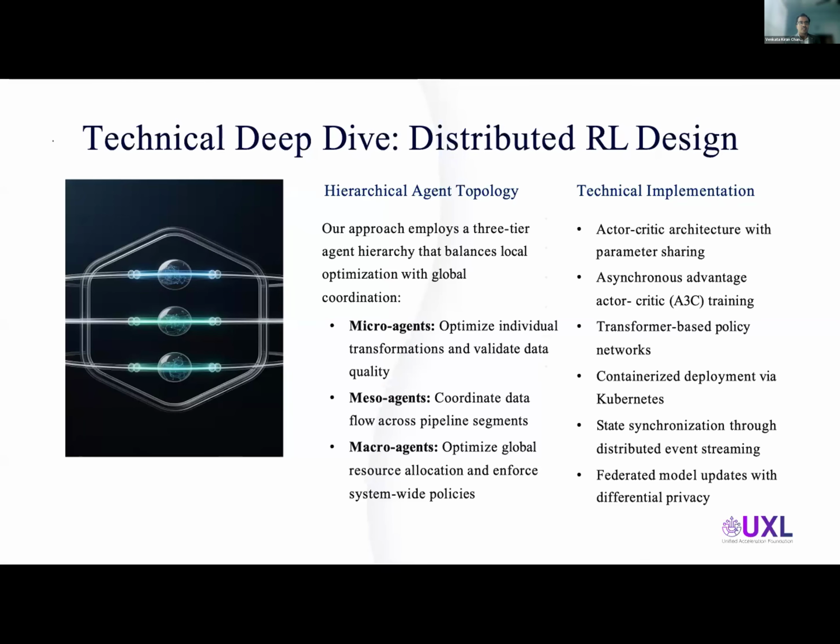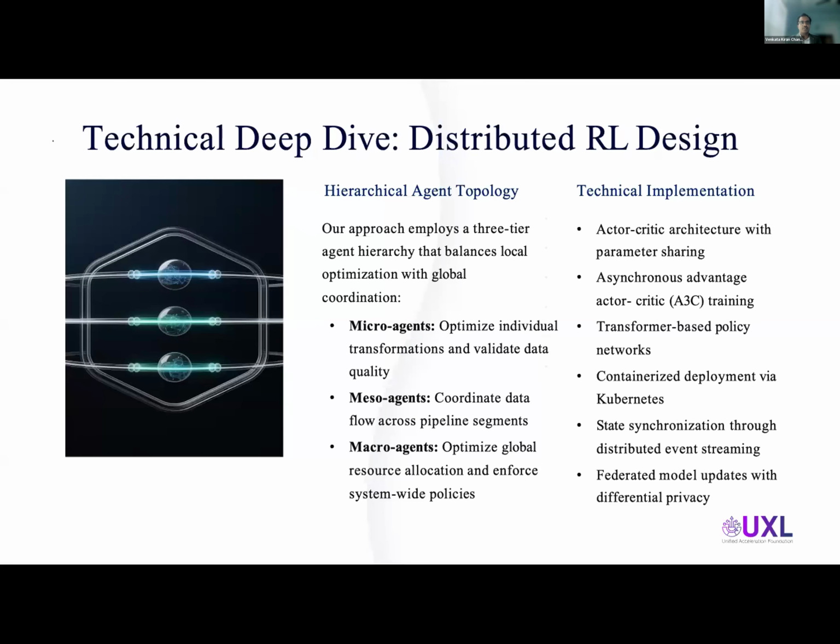So why this hierarchy? Because enterprise pipelines are too large for a single monolithic agent. If you have a single monolithic agent, it's hard to maintain and hard to monitor where the pipeline went wrong. So we believe hierarchical RL balances both local efficiency and global coherence.